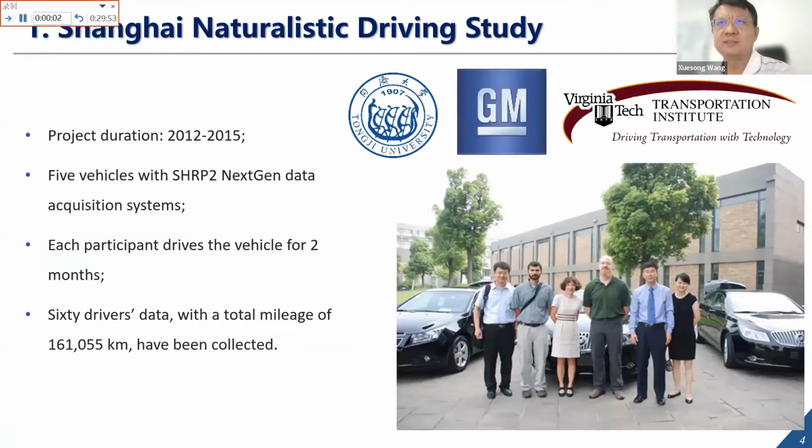The study started in 2012 and finished in 2015, which was three years. We worked with Tongji University, General Motors, and the Virginia Tech Transportation Institute, VTTI, for this data collection. I am responsible for this data project. We had 5 vehicles with 2 next-gen data acquisition systems. Each participant drove the vehicle for 2 months. In the vehicle, we also added a mobile line. For the first month, we disabled the mobile line. For the second month, we enabled it, which helps us compare before and after with this active safety system. Sixty drivers, with a total mileage of 160,000 kilometers, were collected in three years.